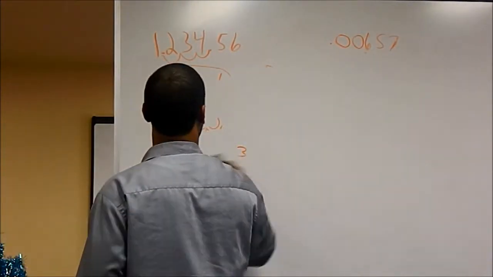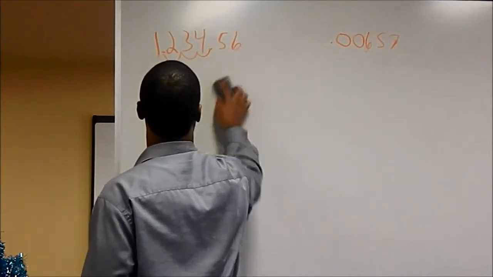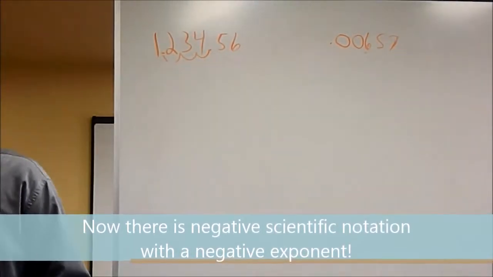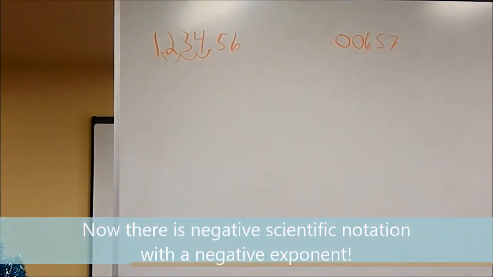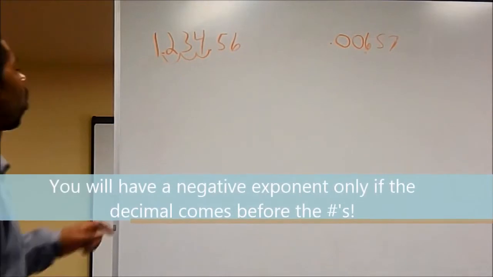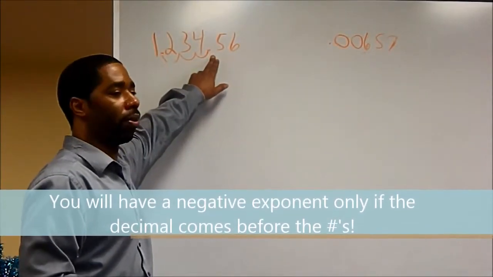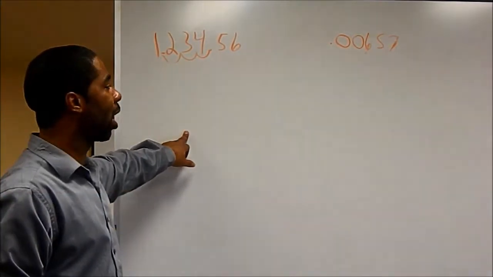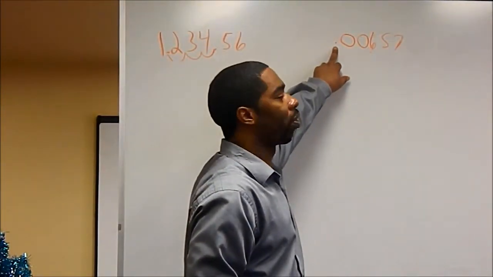Let's look at negative scientific notation questions. Sometimes we have scientific notations that have a negative exponent. You would have a negative exponent only when you have a decimal before the number. If you notice in this one, the decimal came after the number. In that 900, the decimal came after the number, or that 9,000. In this one, the decimal is before the number.